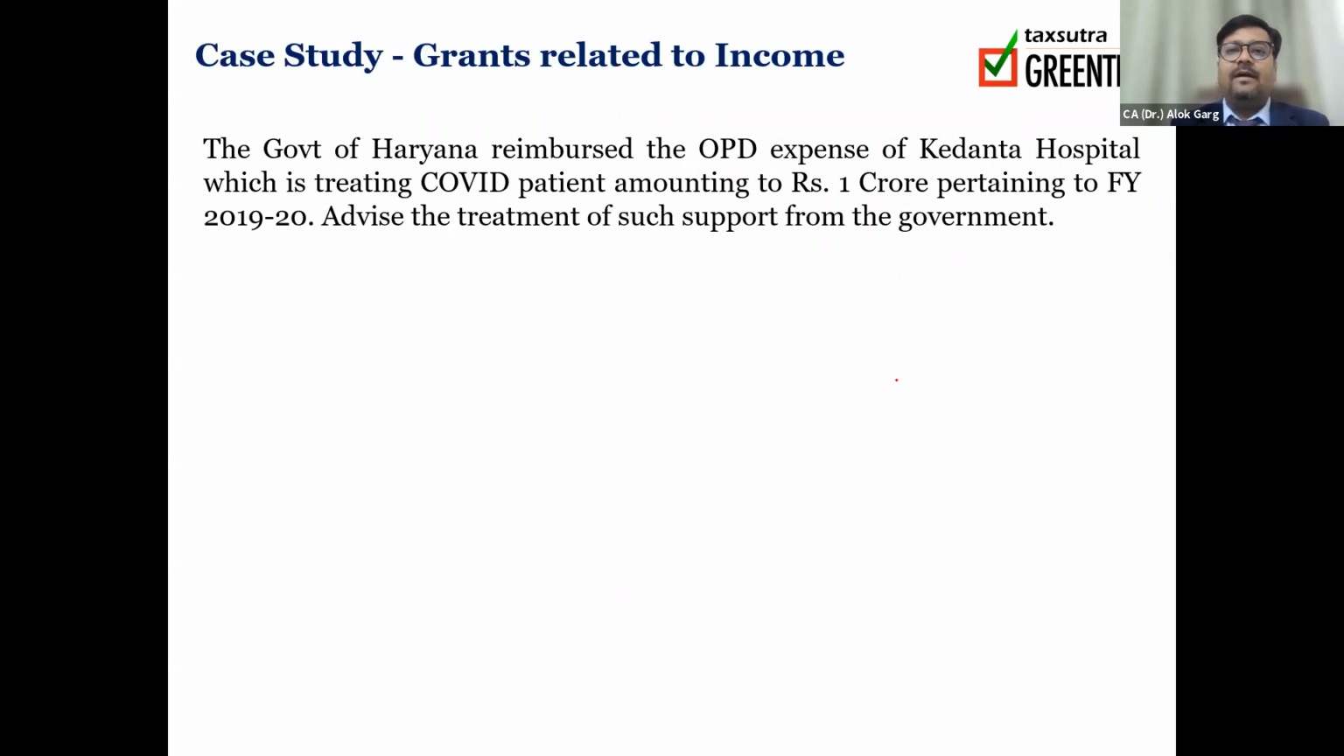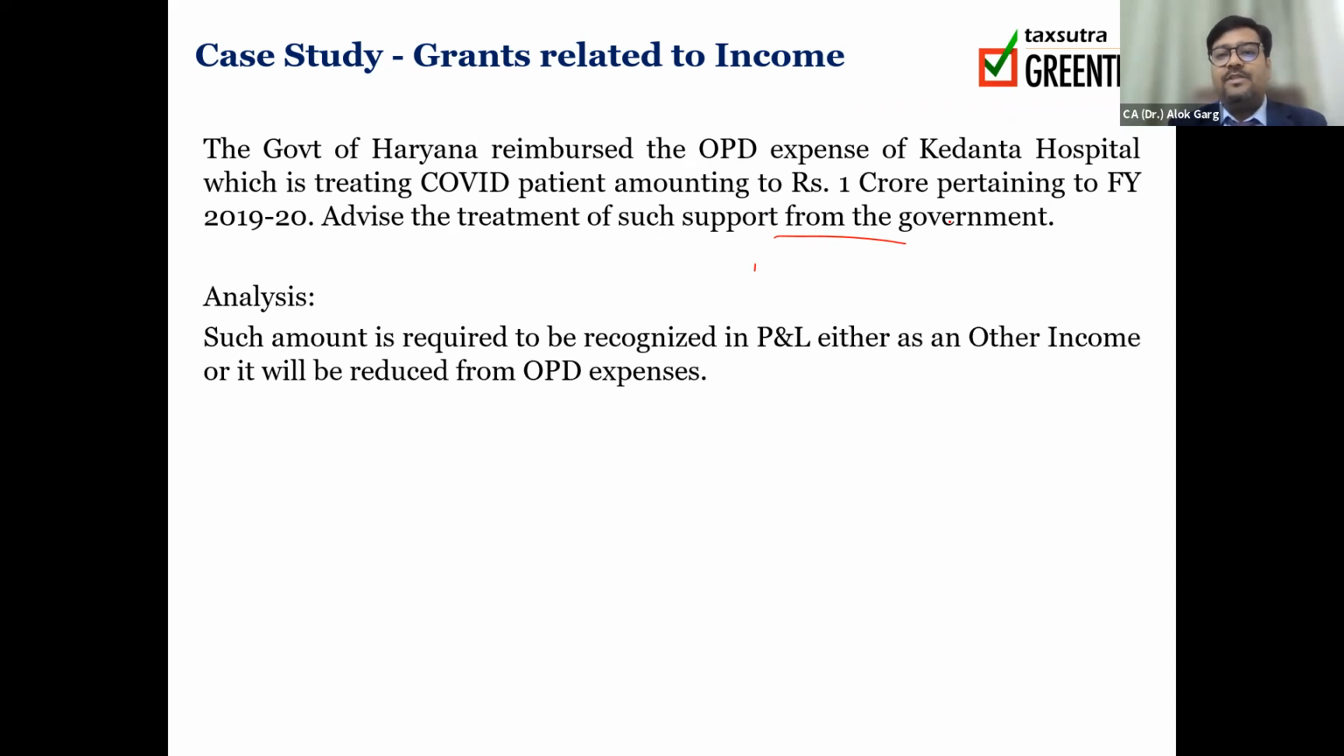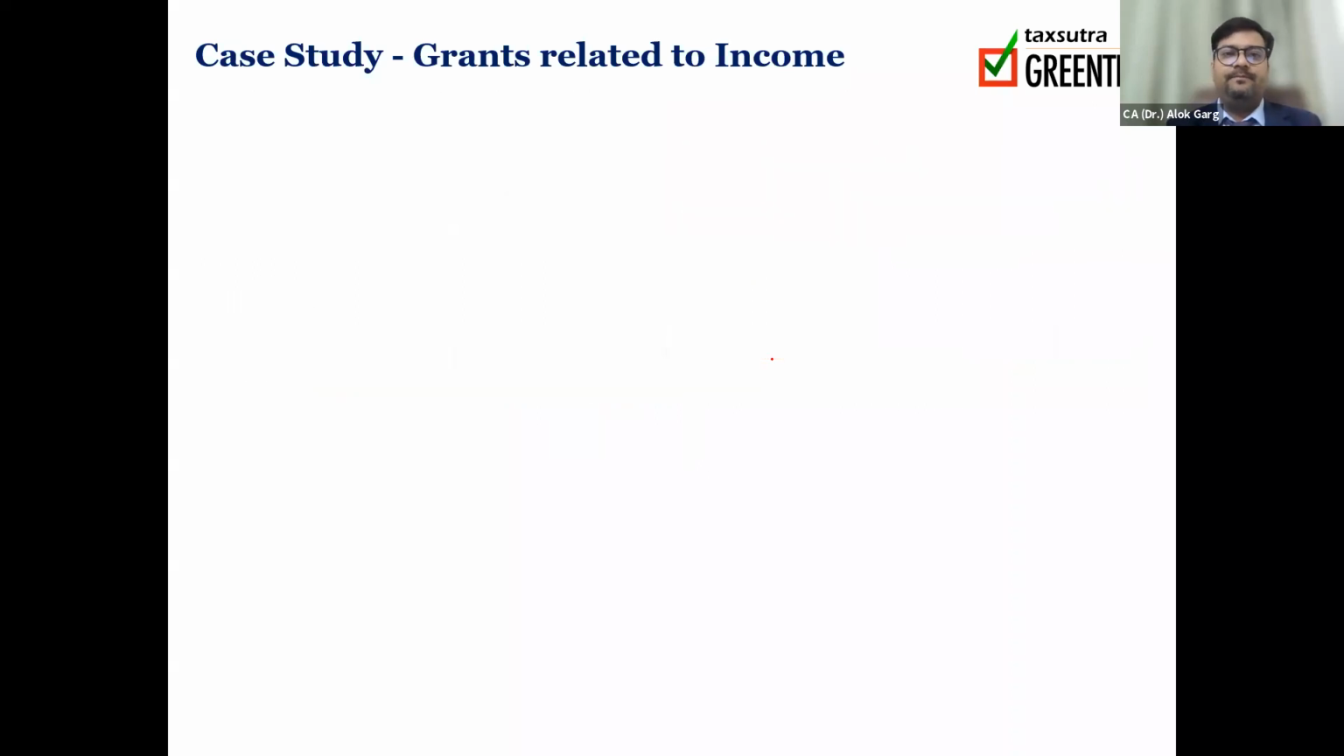The government of Haryana reimbursed the OPD expenses of Vedanta Hospital, which is treating COVID patients, amounting to rupees 1 crore pertaining to FY 19-20. Advise the treatment of such support from the government. It is a grant related to income. In this case, such amount is required to be recognized in P&L either as other income or it will be reduced from the OPD expenses. So if you want to go by the gross approach, it has to be shown as other income. If you go by the net approach, it has to be shown as a reduction from the expenses.